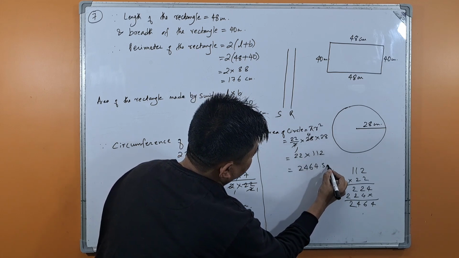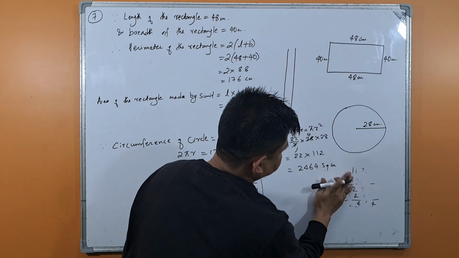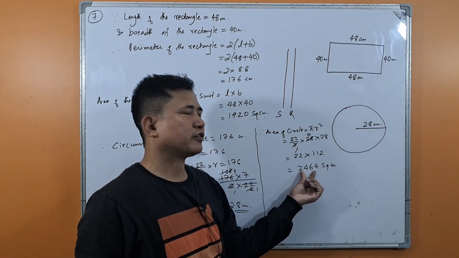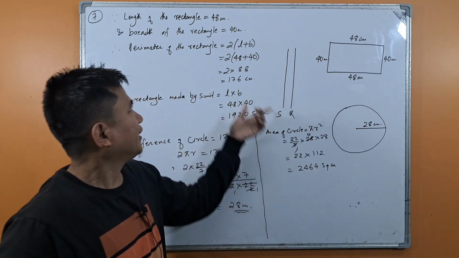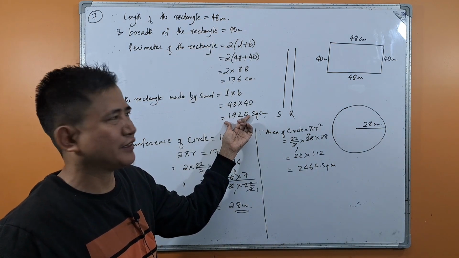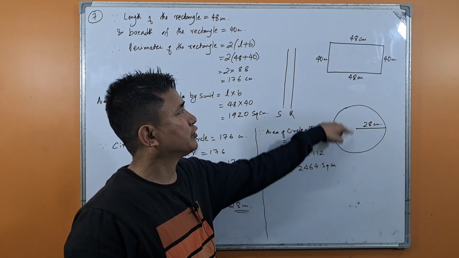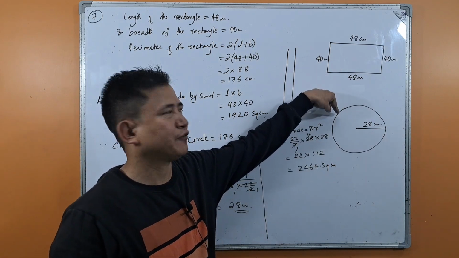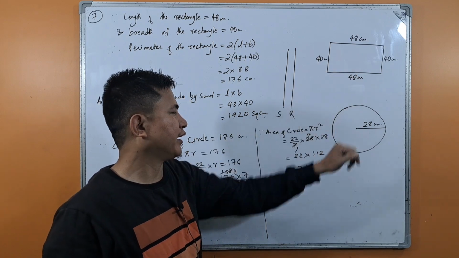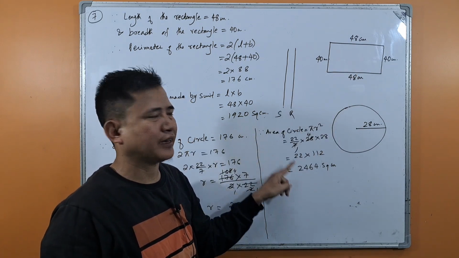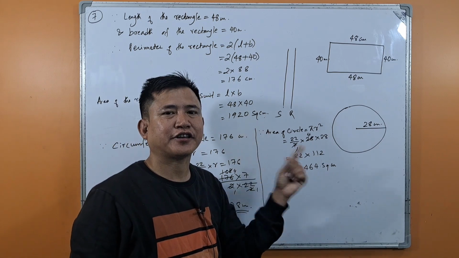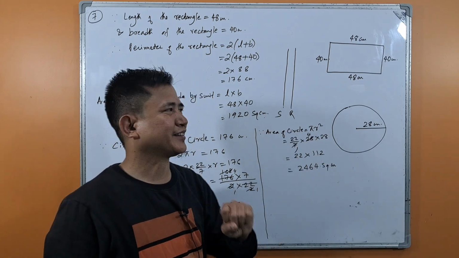2464 square centimeter. Okay. Now we got the area of circle, that is 2464 square centimeter, and we have the area of rectangle, that is 1920 square centimeter. Though both the figures are made out of the same length of copper wire, okay, their perimeters are equal, even then their areas are different. We can clearly see that the area of circle is greater than the area of rectangle.